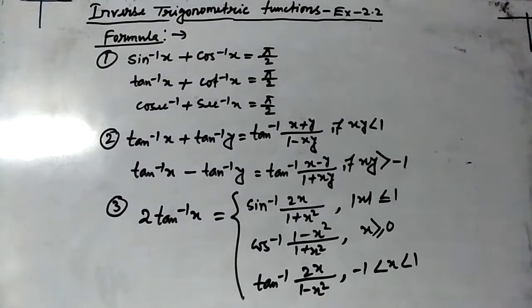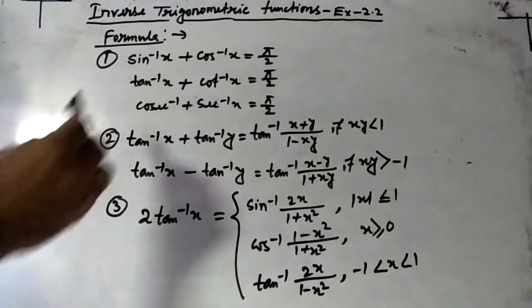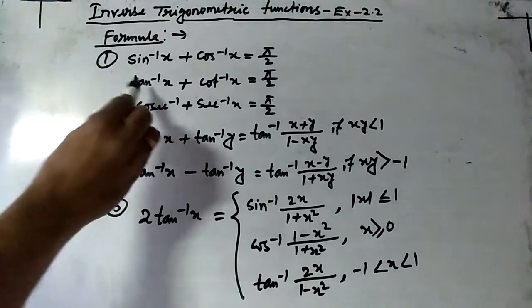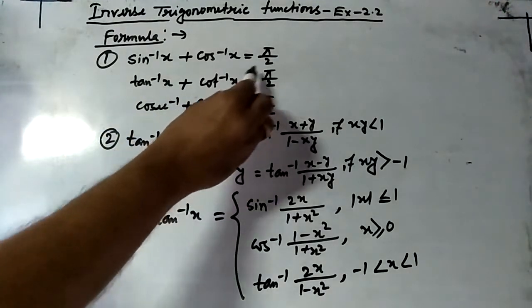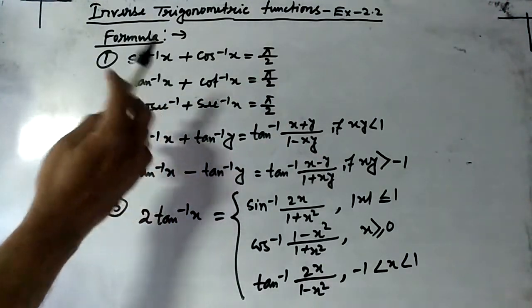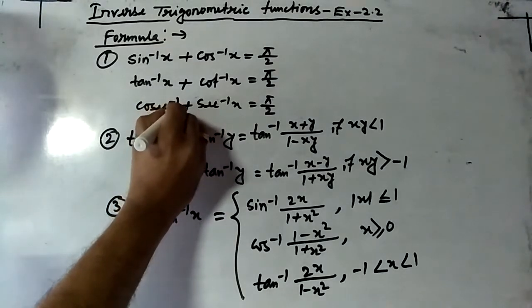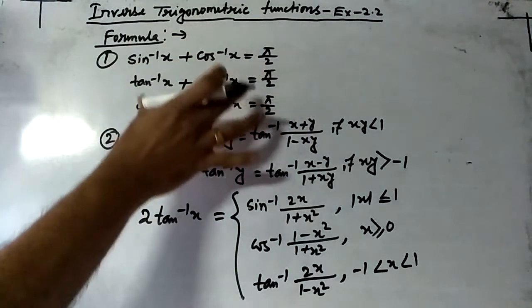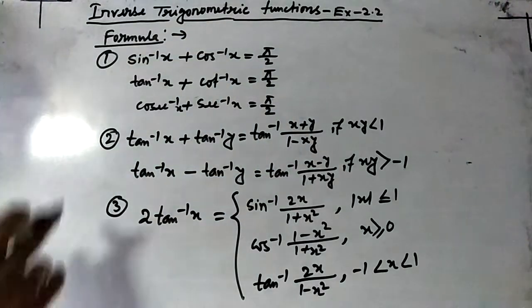Hello students, today we are going to start exercise 2.2 of chapter inverse trigonometric functions. Here are a few formulas you have to learn. Number 1: sin inverse x plus cos inverse x equals pi by 2. Tan inverse x plus cot inverse x equals pi by 2. Cosec inverse x plus sec inverse x equals pi by 2. This formula we can use if it is required.